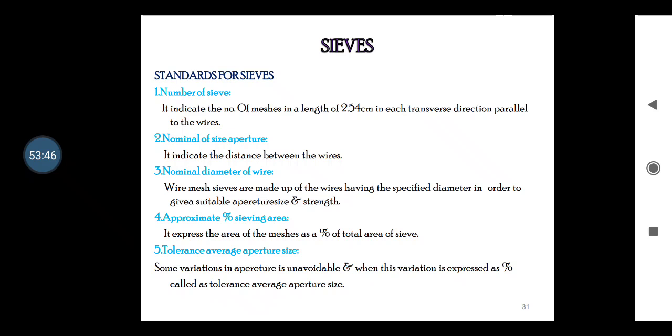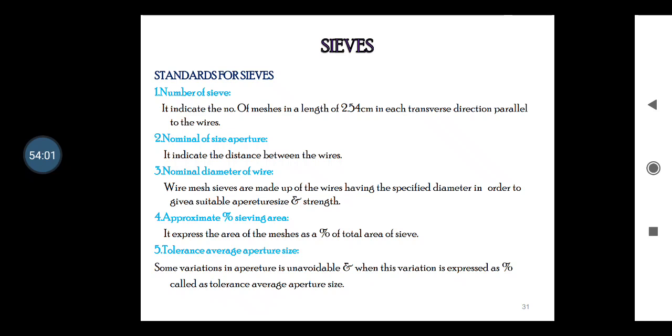The next one is the approximate percentage sieving area, which signifies the mesh area expressed as a percentage of the total sieve area, and it depends on the wire size used for a sieve.